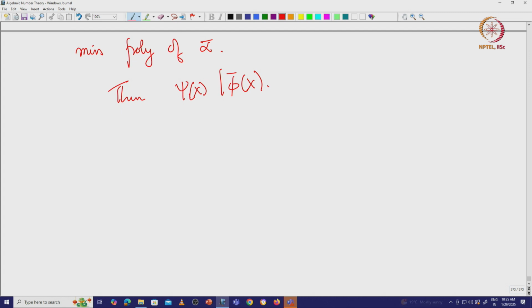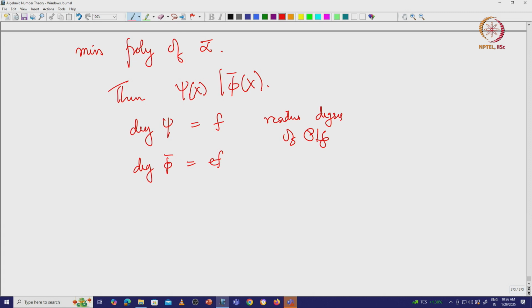Okay. But what is the degree of psi? The degree of psi is f, this is the residue degree of P over small p. What is the degree of phi bar? This is e times f, right?